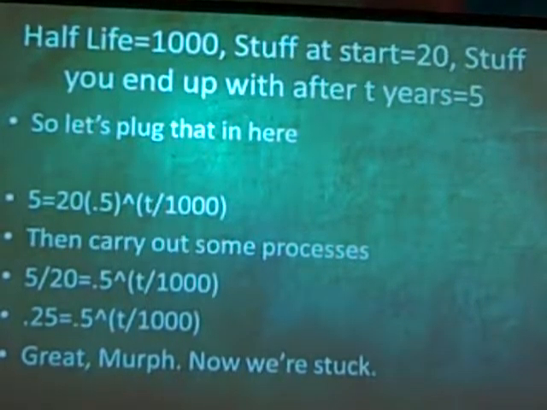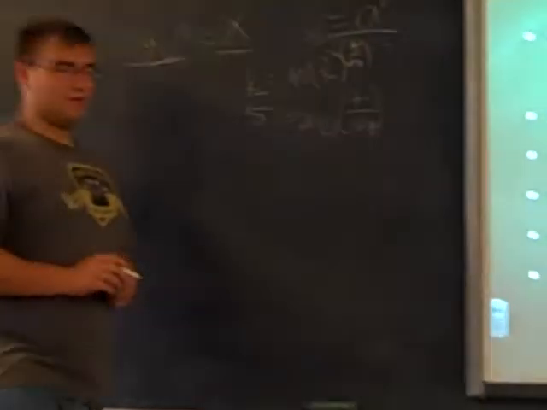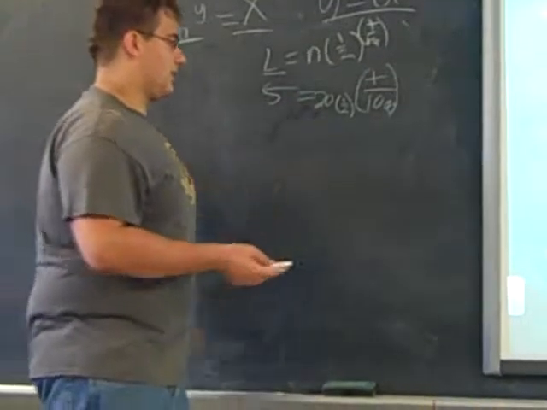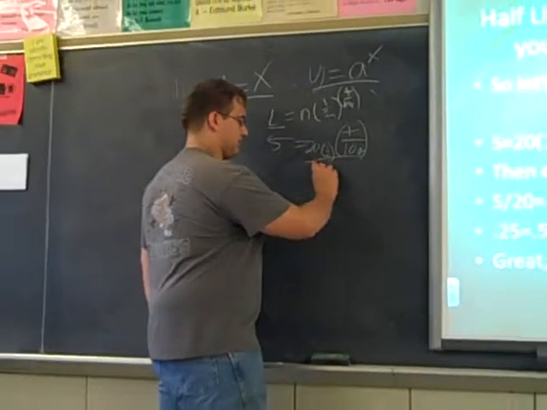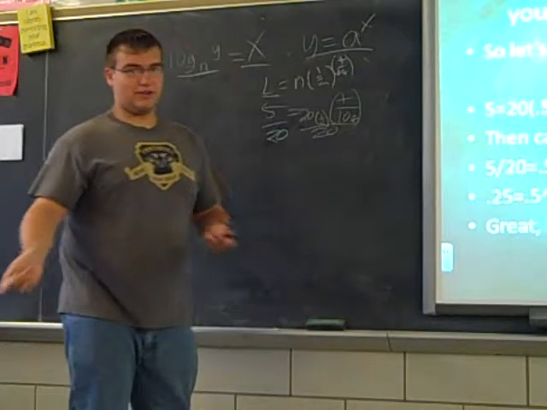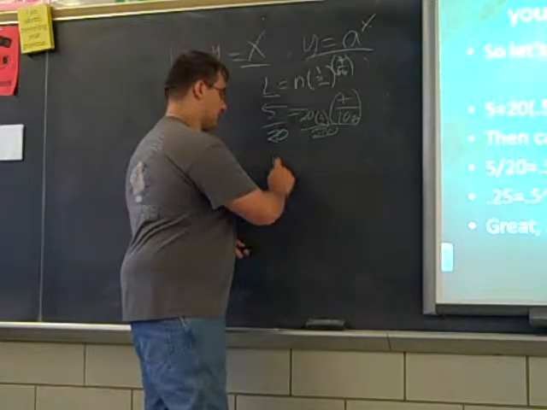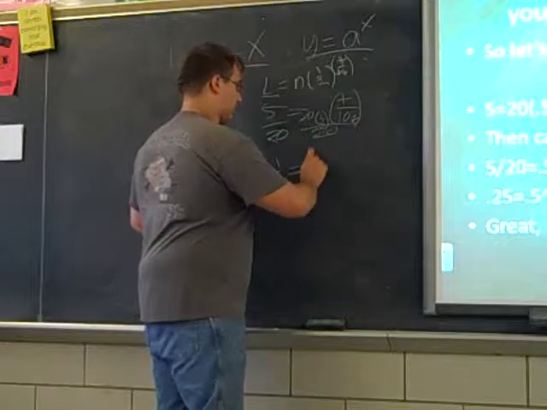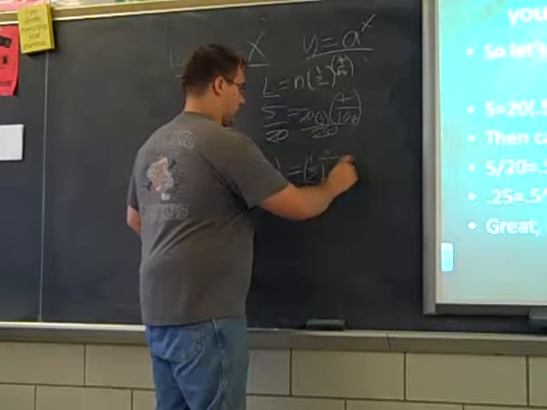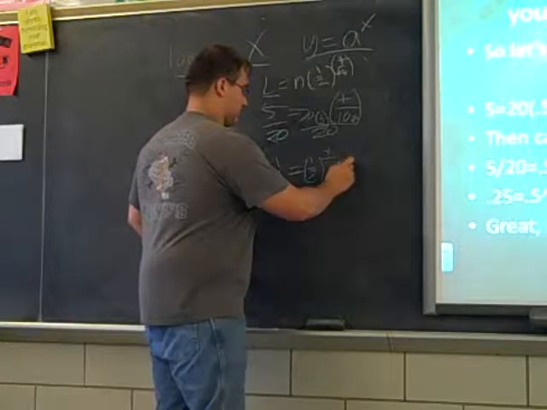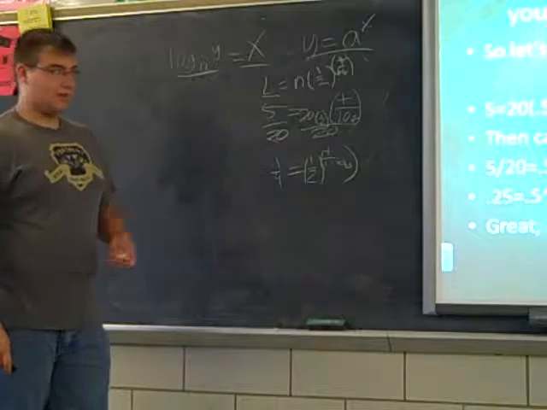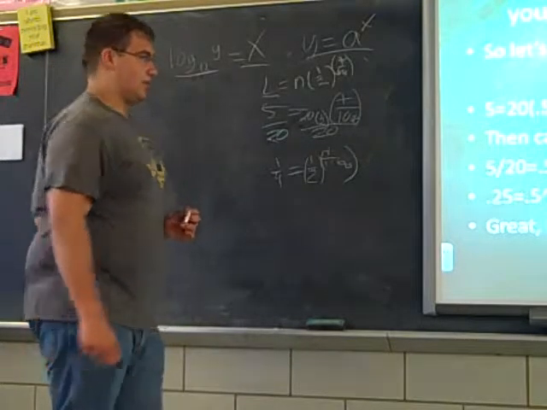There we go. Okay, so what are we going to do to start this thing out? We are going to divide on both sides by 20, since that's the algebraic thing to do, making it a quarter equals 1/2 to the t over 1,000 power. Alright, so great, I'm stuck. What the heck do we do here?